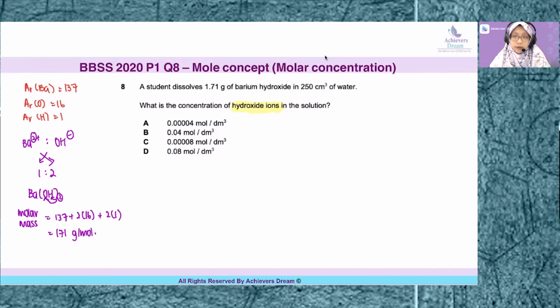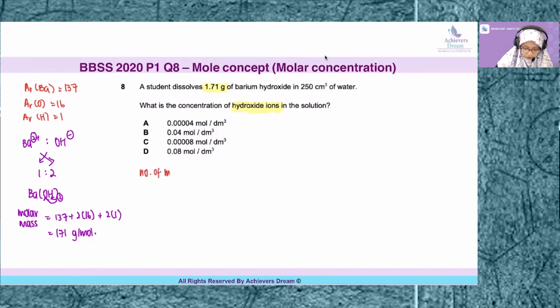Take note, for molar mass, we have a unit and it is gram per mole. If the question is asking for relative molecular mass, it will have the same value as molar mass. However, because relative means we are comparing, the units get cancelled out. So relative molecular mass has no units, but the value will be the same as molar mass. Okay, so I already have the molar mass. I am given the mass of barium hydroxide in the question.